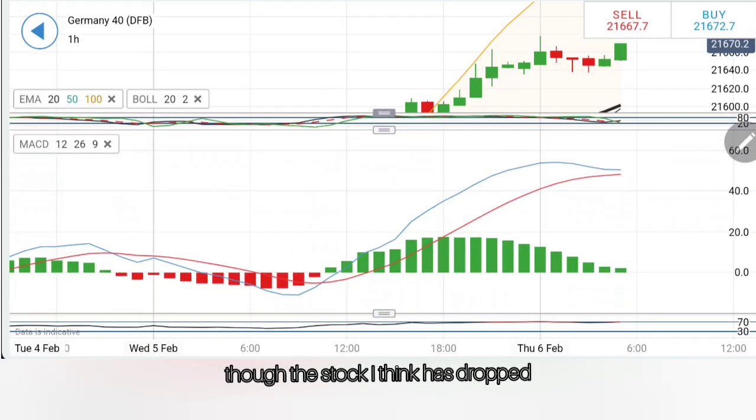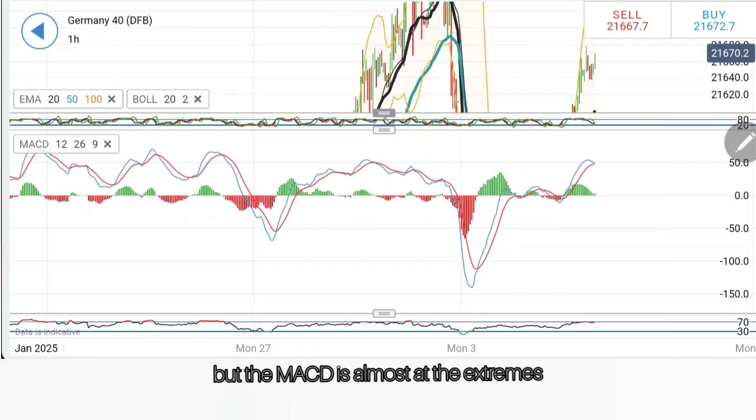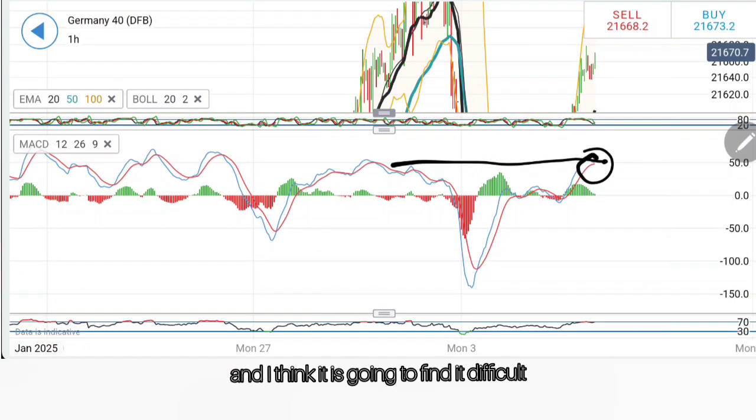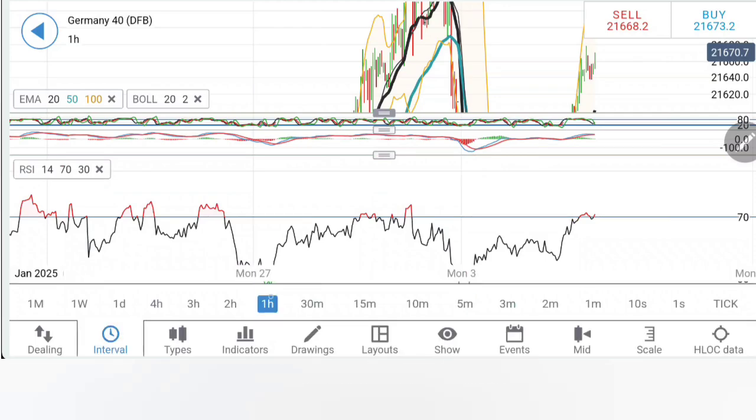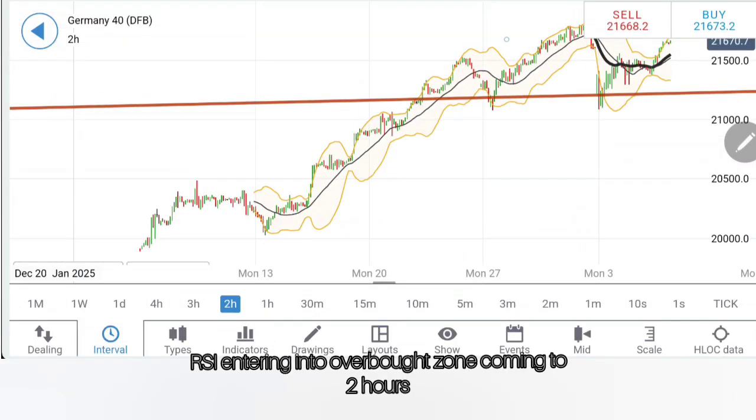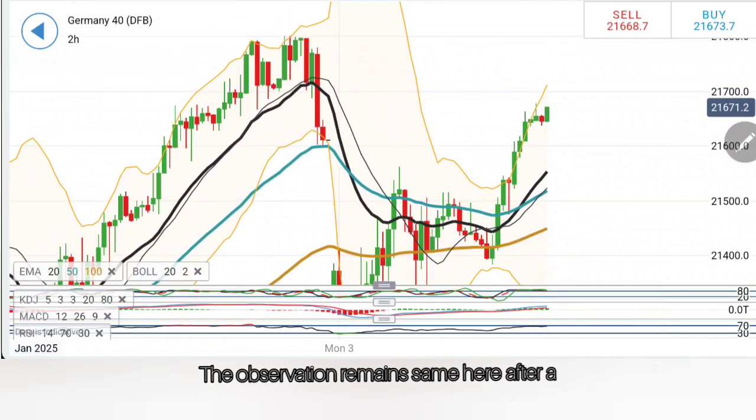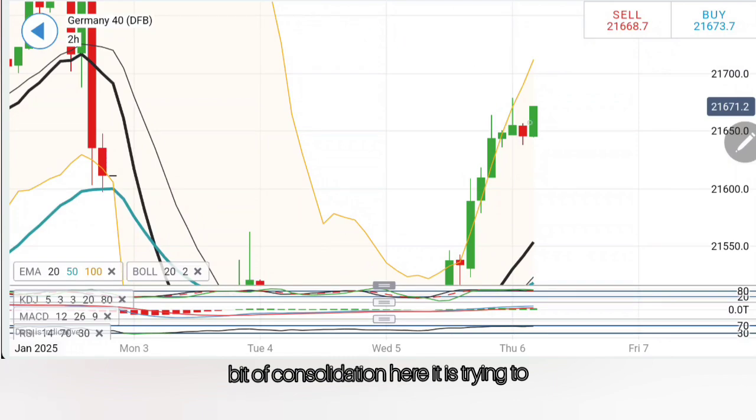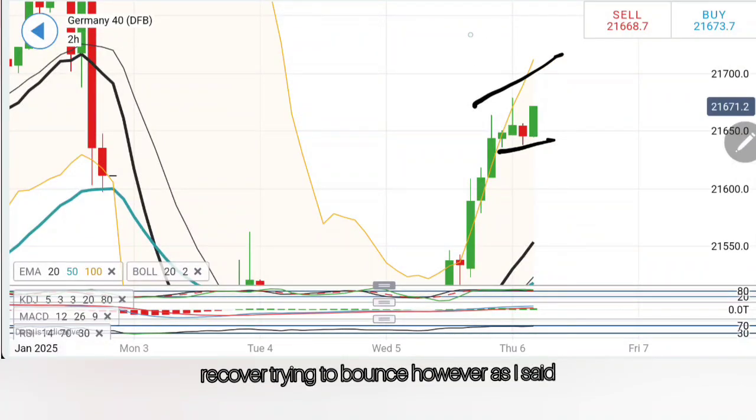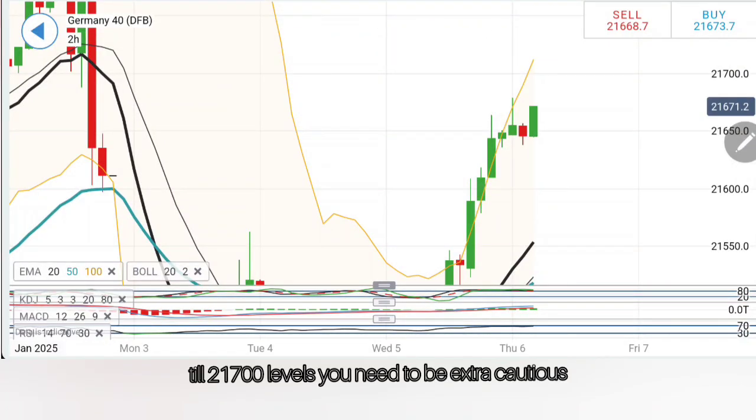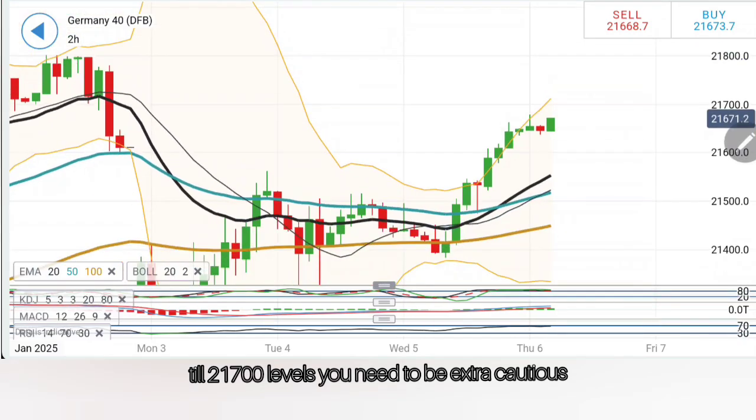Though the stochastic has dropped and is trying to bounce back, the MACD is almost at the extremes, and I think it is going to find it difficult to stay above these levels here. RSI is entering the overbought zone. Coming to 2 hours, the observation remains the same after a bit of consolidation. Here it is trying to recover, trying to bounce. However, as I said, till 21,700 levels, you need to be extra cautious with the buys.